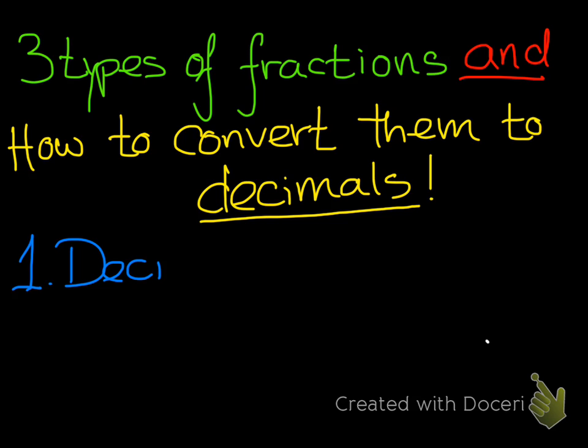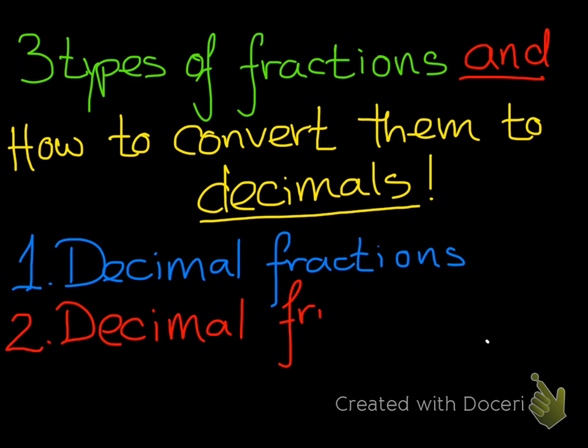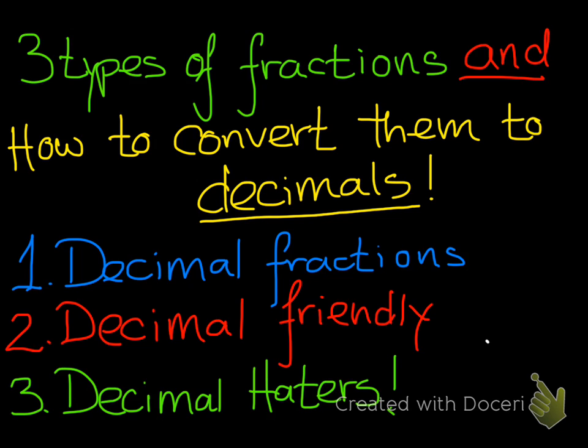The first one is what we call decimal fractions. They're the easiest kind to change to a decimal. The second kind, we call decimal friendly because they're sort of easy to change into a decimal. And the last one we call decimal haters because these fractions really don't want to be a decimal. They're going to work against you, and they're the ones that we have to work the hardest at. All right, well, let's start with the easy one. Let's start with decimal fractions.